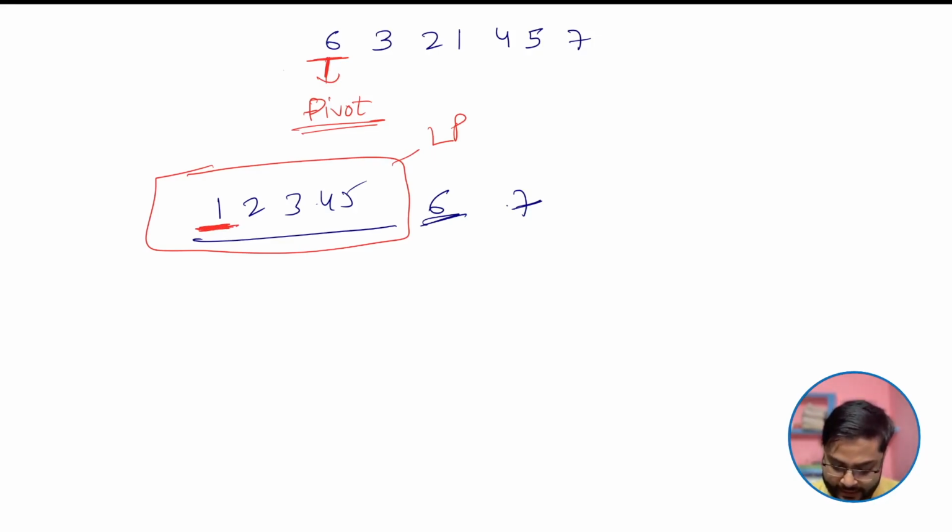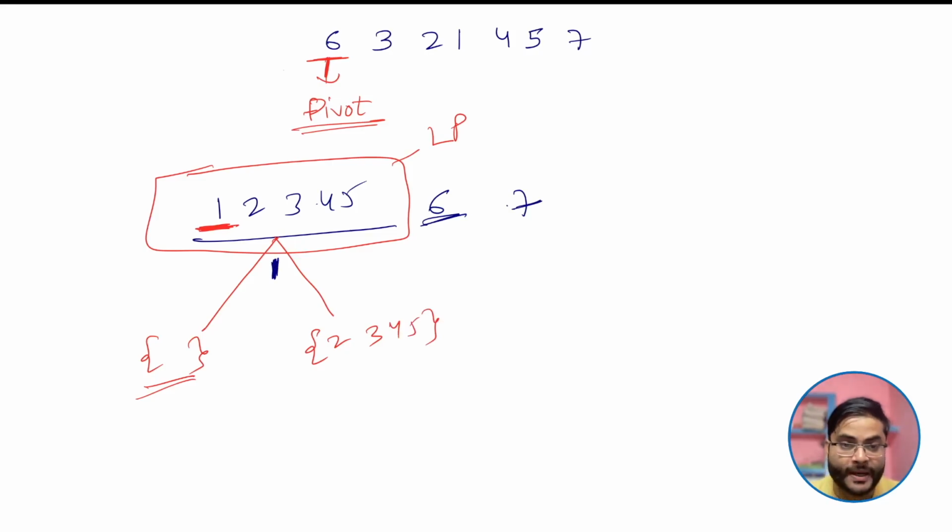What will happen? I will put it in the correct position. Before 1 nothing will be there, right? And after 1, 2 3 4 5 will be there, and 1 is our pivot. So before 1 smaller than 1 will be there, and after 1 larger than 1 will be there. These can be in any order, right? So we need to sort them.